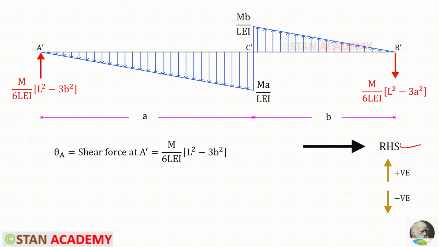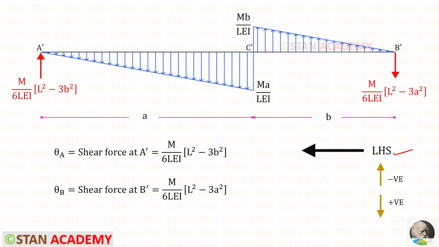Using the right hand side rule, we can find the shear force at A dash. It is acting upwards, so positive. Using the left hand side rule, we can find the shear force at B dash. It is acting downwards, so it will be positive. We know that both of them are the slope expressions in the real beam.